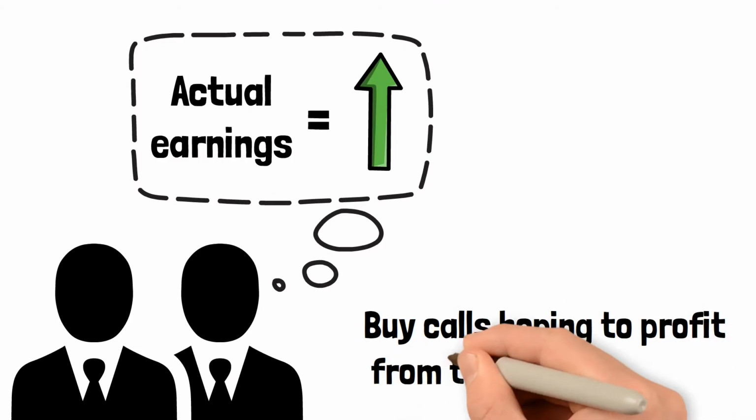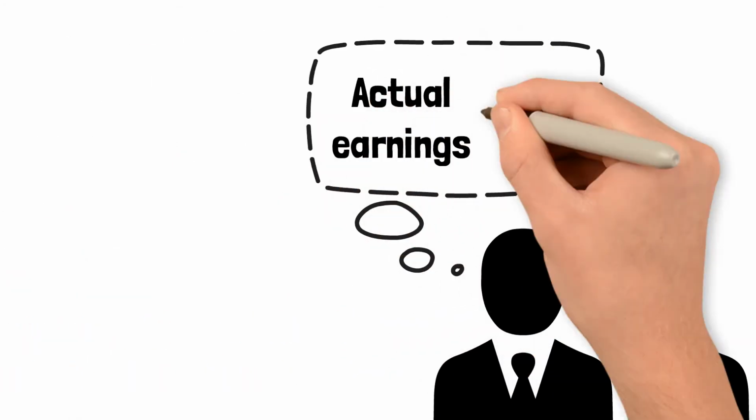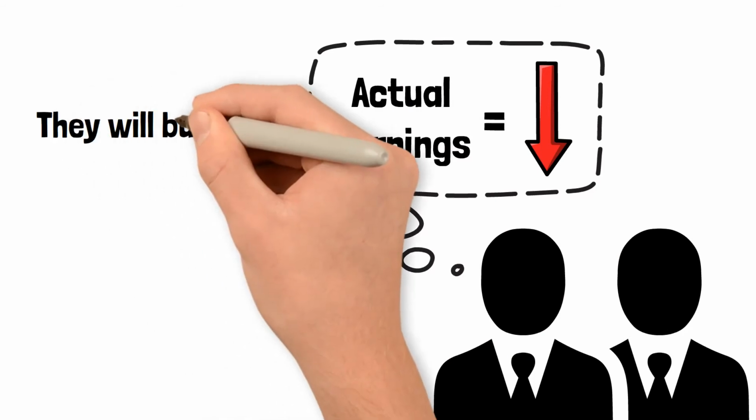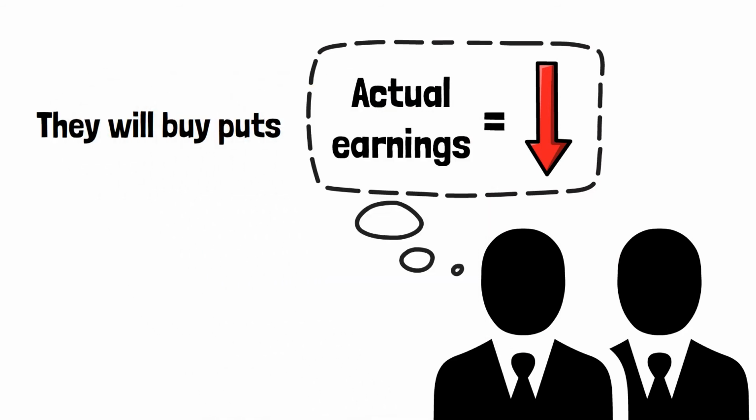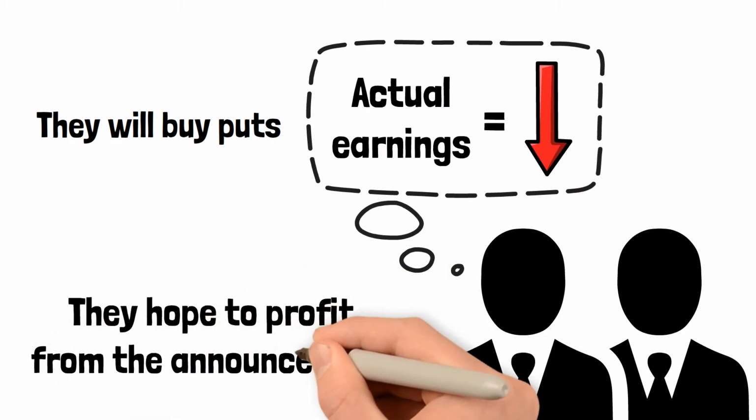Generally speaking, if the market participants think the actual earnings will be higher than expected, they will buy calls hoping to profit from the announcement. Alternatively, if they think the actual earnings will be lower than expected, they will buy puts. Once again, the underlying reason is the same. They hope to profit from the announcement.